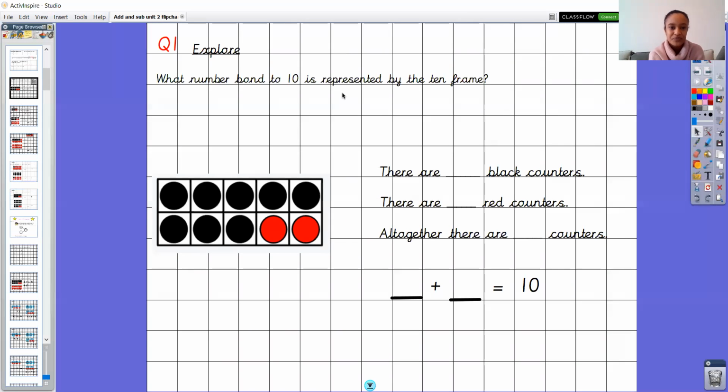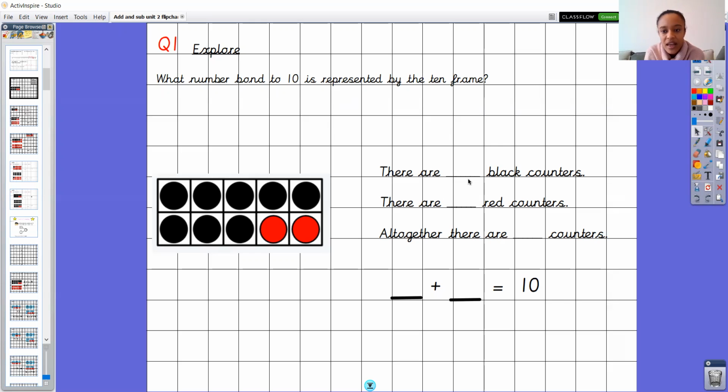Today, as I just said, we're going to be thinking about number bonds to 20. Before that, we're going to think about a number bond to 10. Question 1: what number bond to 10 is represented by the 10 frame? We've got 3 stem sentences and a number sentence that we need to complete. Let me read them to you.